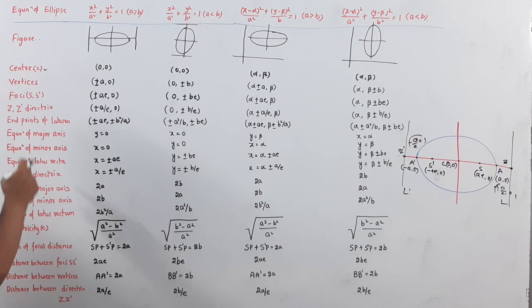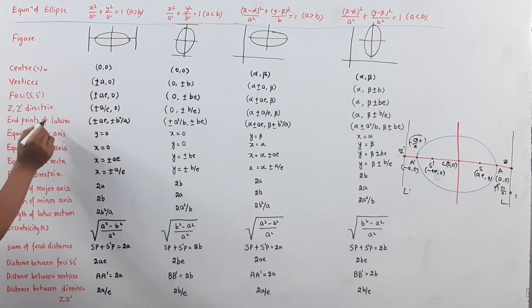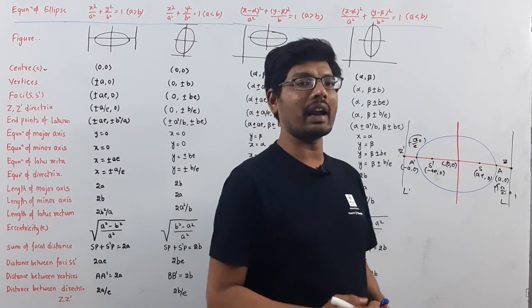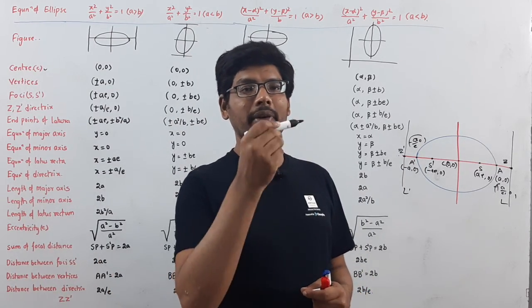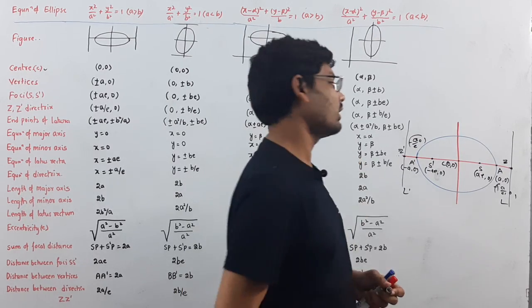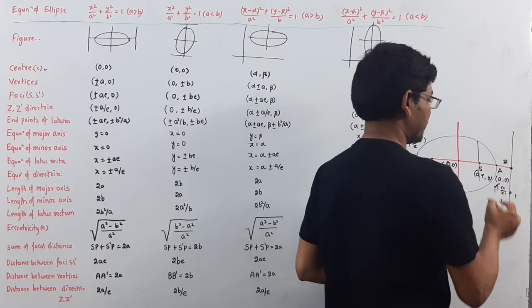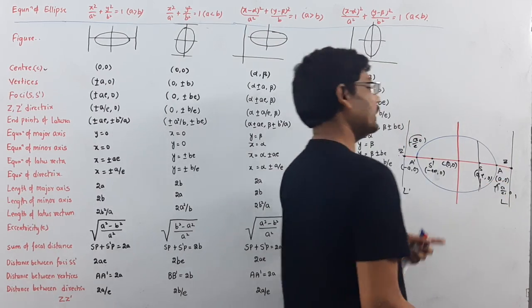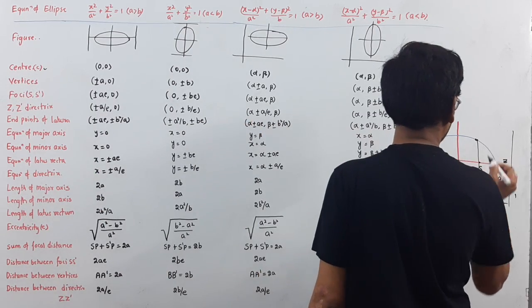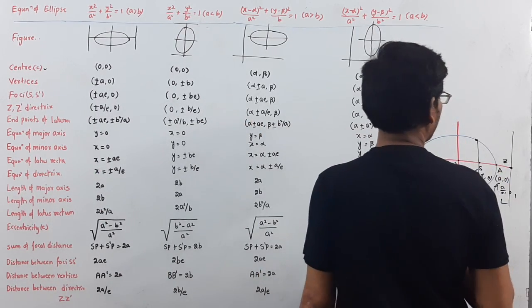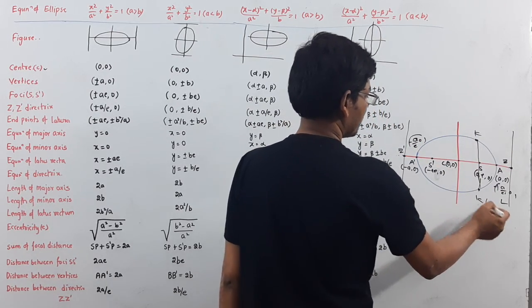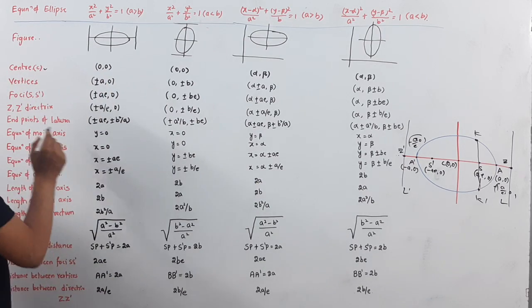And the next one, the end points of latus rectum. What is meant by latus rectum? A line which is perpendicular to the major axis and passes through the focus is called latus rectum. Consider these end points as K and K dash.